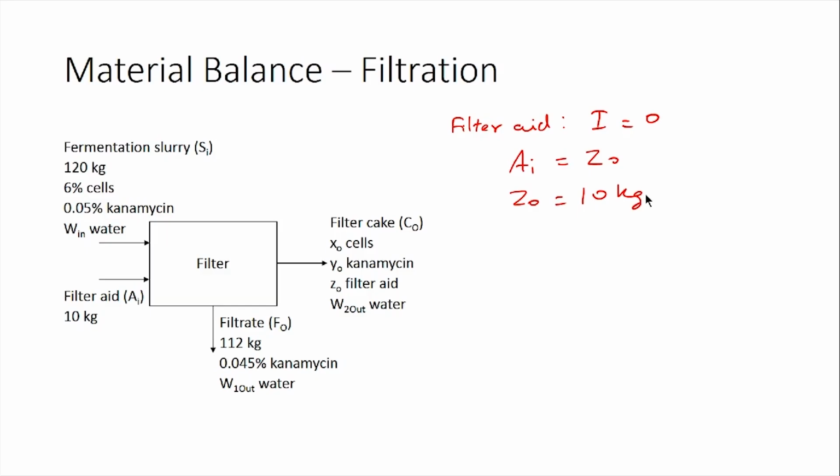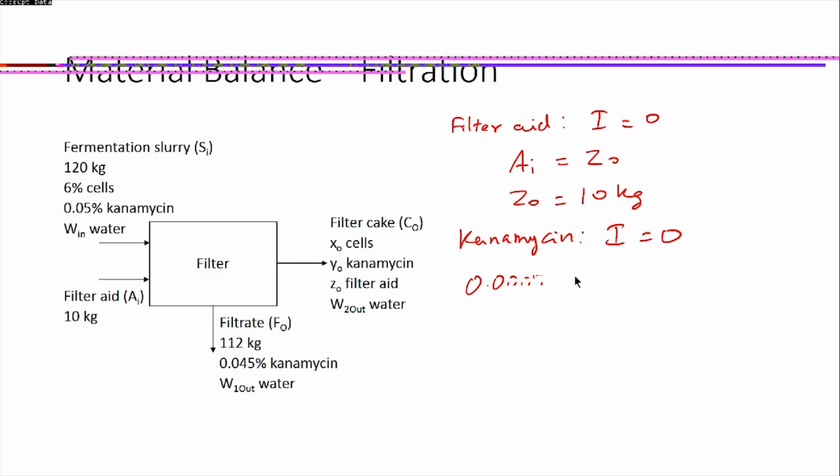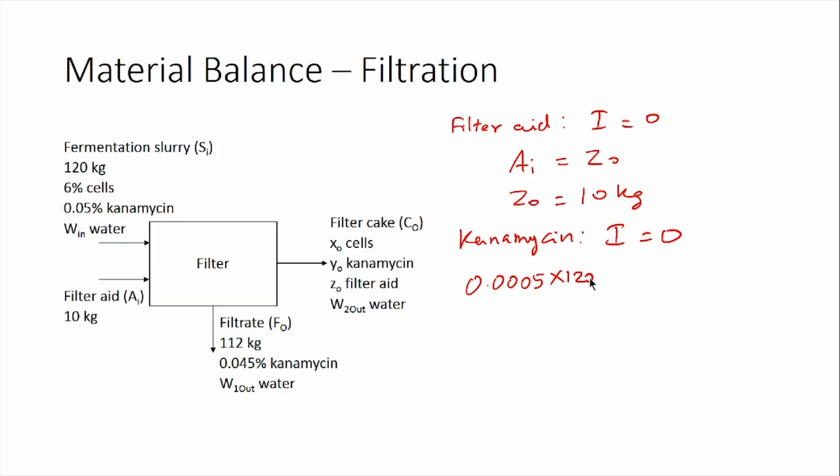So we can still write a balance equation for kanamycin and for water. Let us first write the kanamycin balance. Again it would be input equals output, and input for kanamycin is 0.05% kanamycin in the fermentation slurry. So you would have 0.0005 times 120 entering the system, which is equal to the kanamycin which is leaving through the filtrate and the kanamycin which is leaving through the filter cake.